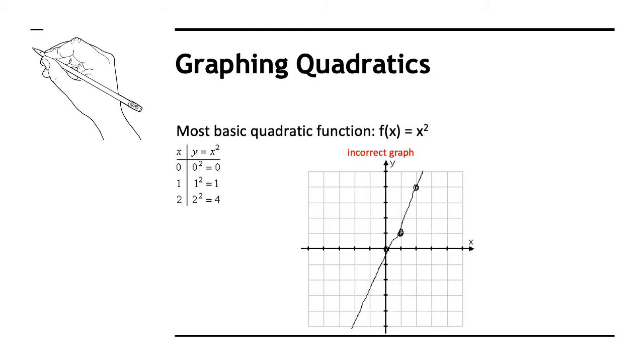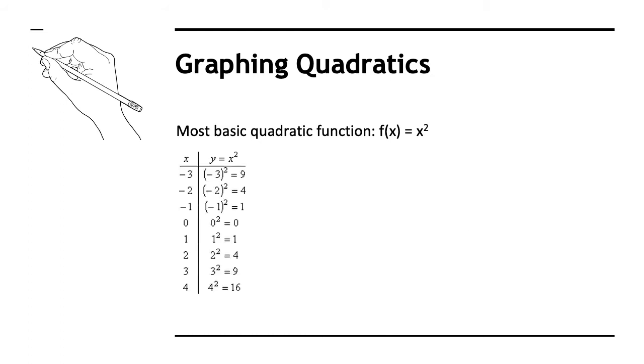For example, suppose we compute these 3 points for our function f of x equals x squared. This graph would be wrong for several reasons. First, the individual points were connected with straight line segments. Secondly, after passing through the origin, the function takes on a linear appearance.